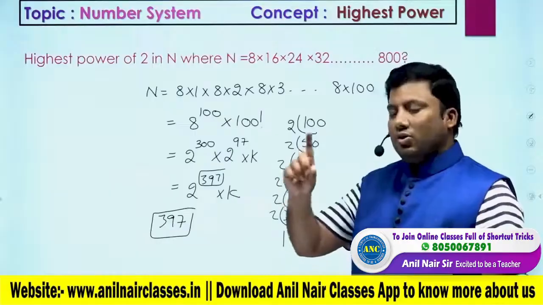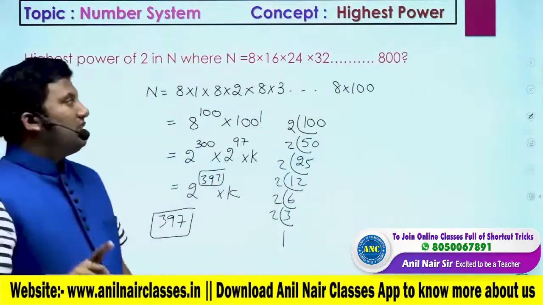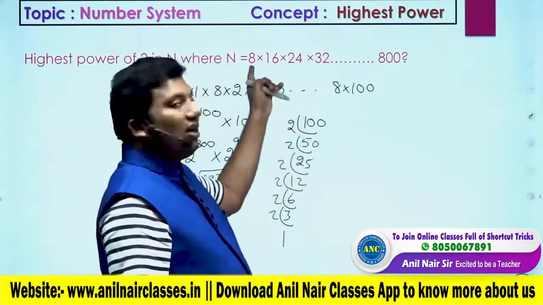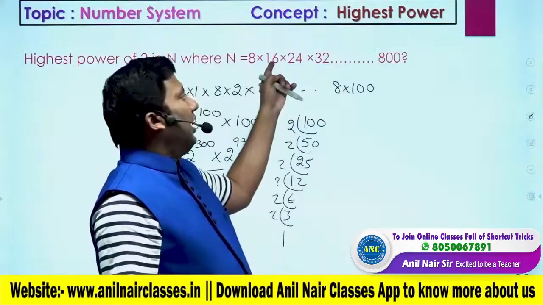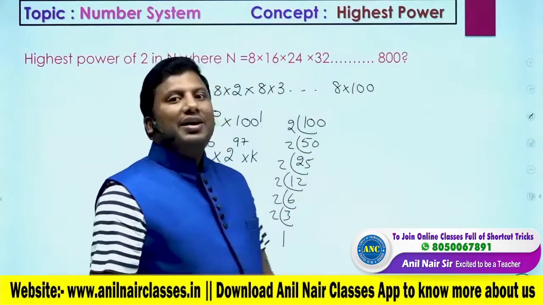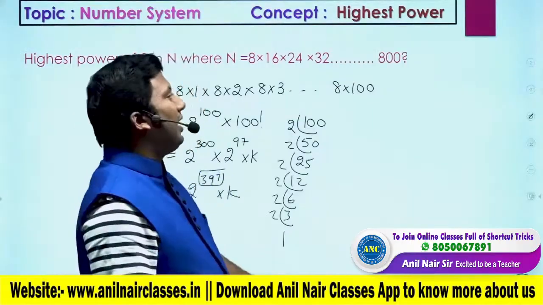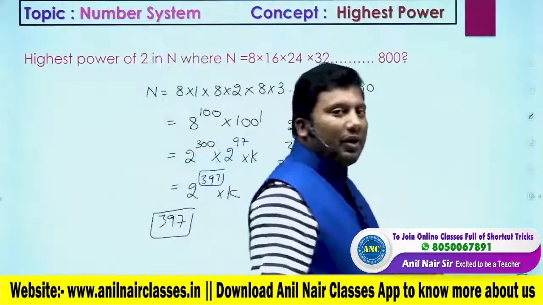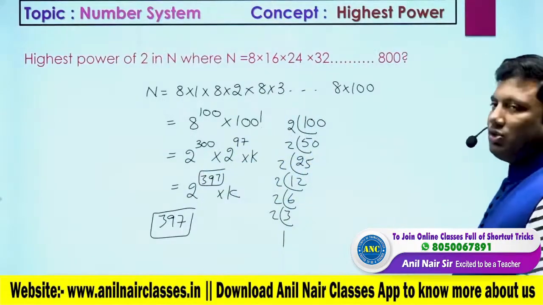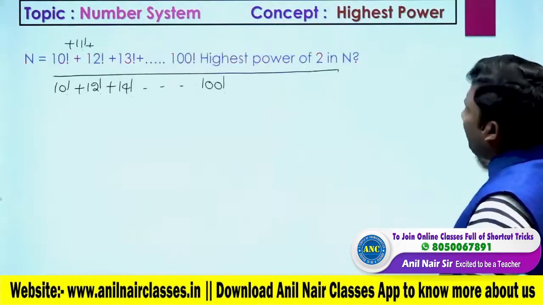Again, I am telling you, in a hurry during the exam pressure, you might make this mistake. Don't write it as 8 into 100 factorial. It is 8 into 1, 8 into 2, 8 into 3, 8 into 4 and so on up to 8 into 100. 8 is multiplied 100 times. So it is 8 power 100 into 100 factorial. I hope the idea is clear.